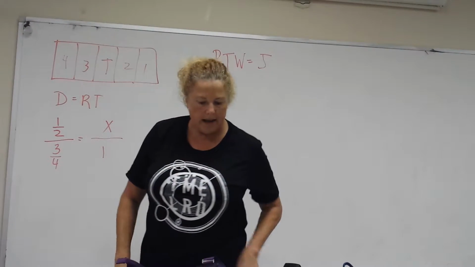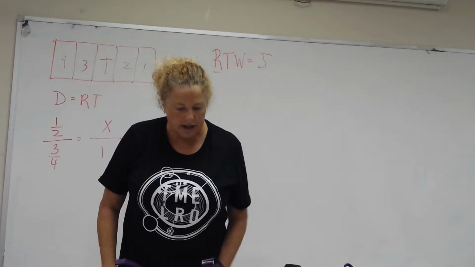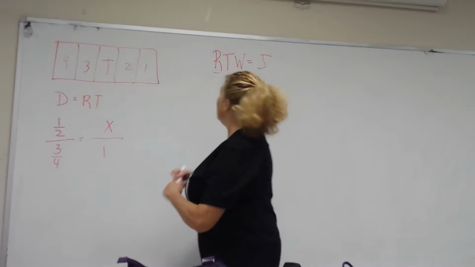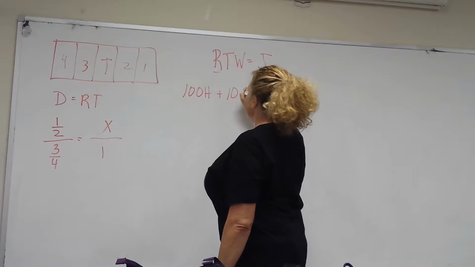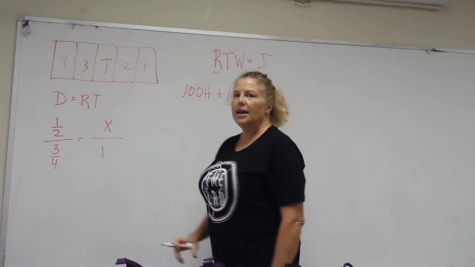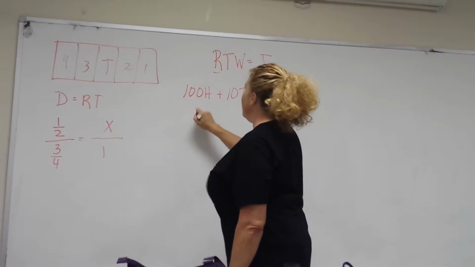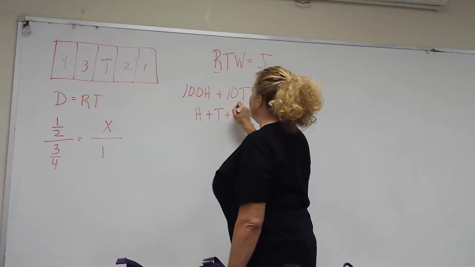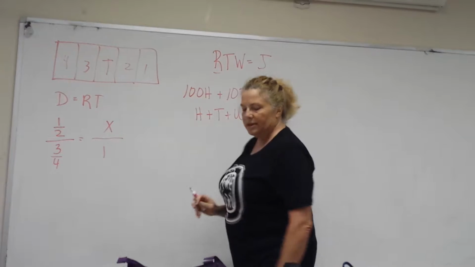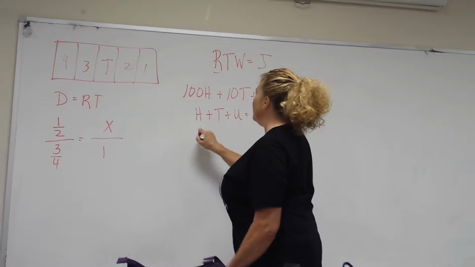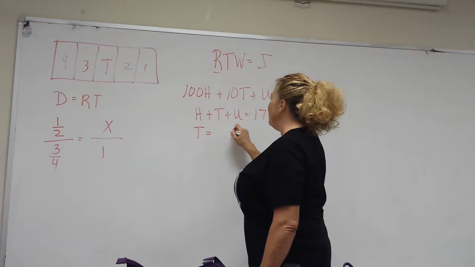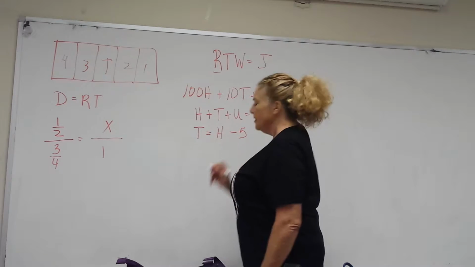Okay. Number 6, sum of the digits of a 3-digit counting number. Well, if you remember, a 3-digit counting number is 100H plus 10T plus U. Okay? So sum of the digits would be H plus T plus U equals 17. The tens digit was 5 less than the hundreds.